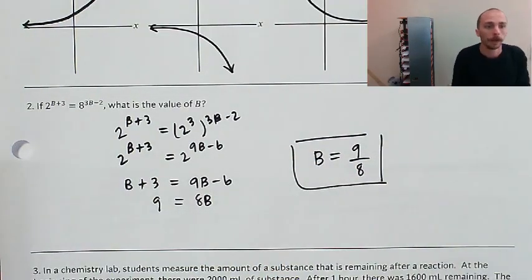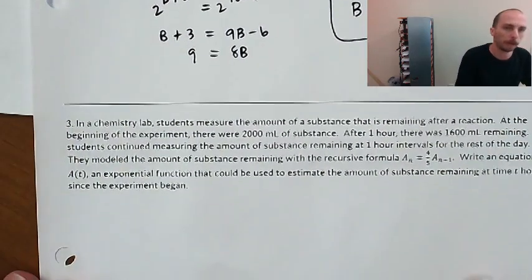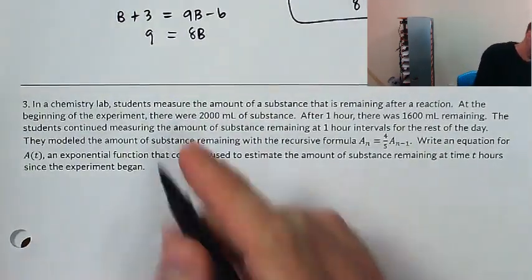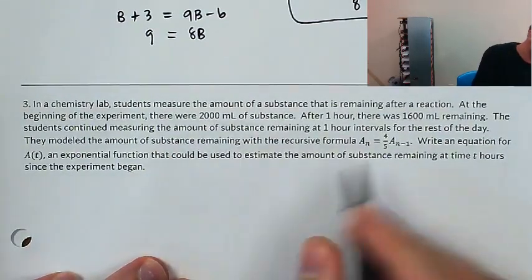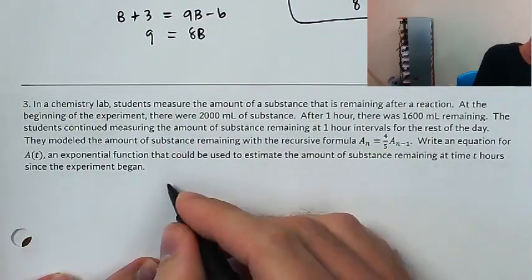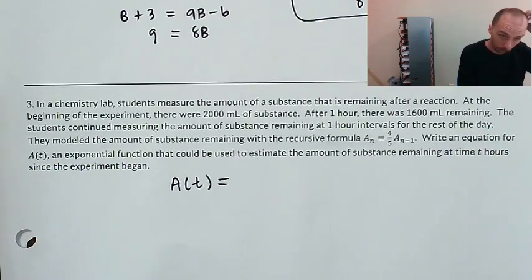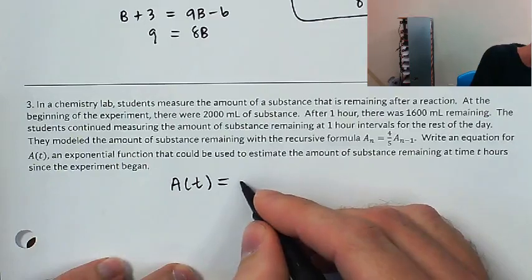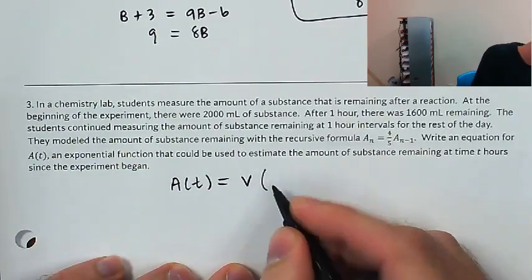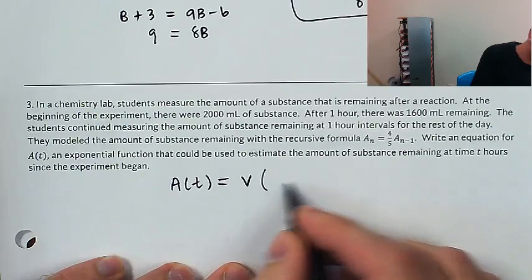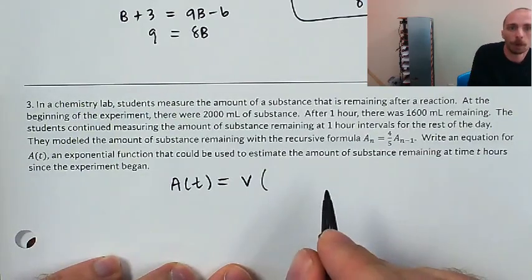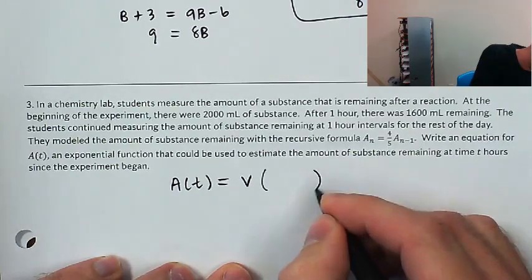All right. Now, in a chemistry lab, students measure the amount of substance that's remaining after a reaction. Okay. At the beginning of the experiment, there were 2,000 milliliters of the substance. Okay, so the starting value is going to be 2,000. Okay, now an exponential function a of t is going to equal, okay, so some sort of starting value. Now, I usually call that a, but a is the name of the function. So I'm just going to call this v, like the starting value, times, you know, some sort of growth or decay factor. It'll be bigger than 1 if it's growing and less than 1 if it's decaying, to the t power.